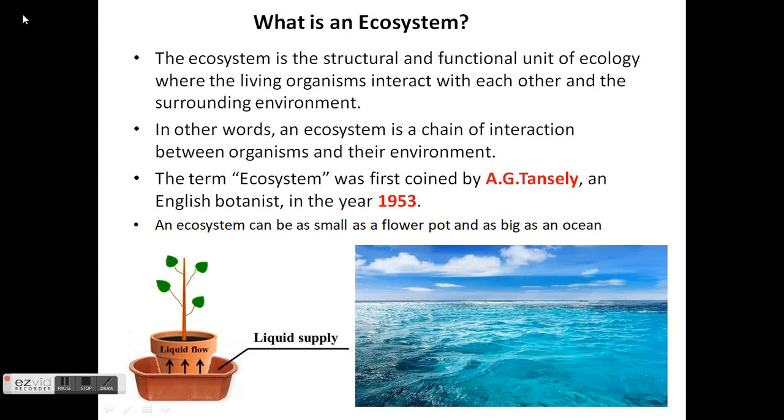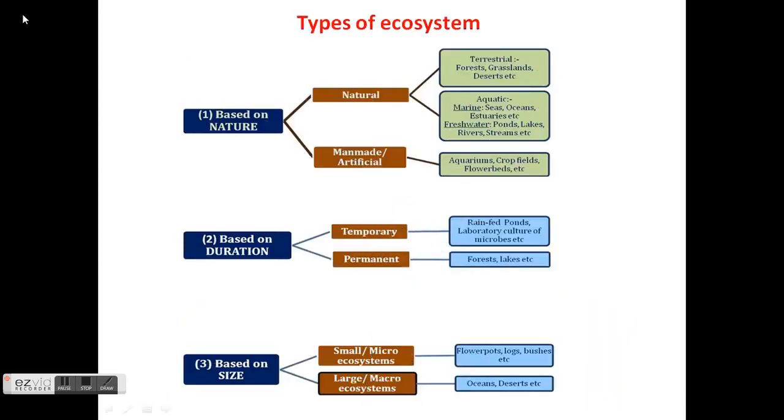So basically you can consider it a local ecosystem, because you have made a small system with interaction between living and non-living components, and this automatically becomes an ecosystem, but it's a very small ecosystem. So an ecosystem can be as small as a flower pot and it can be as big as an ocean, because oceans are the largest ecosystems of the earth. They support millions and millions of biodiversity.